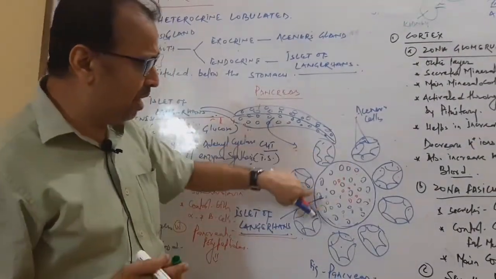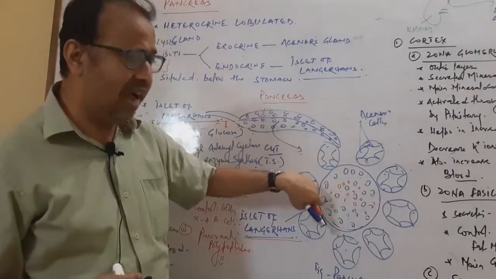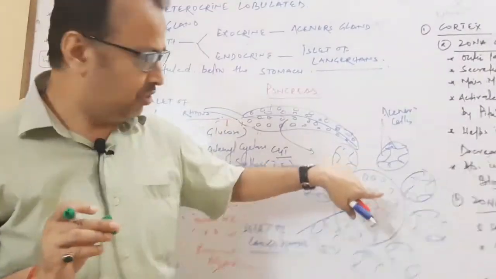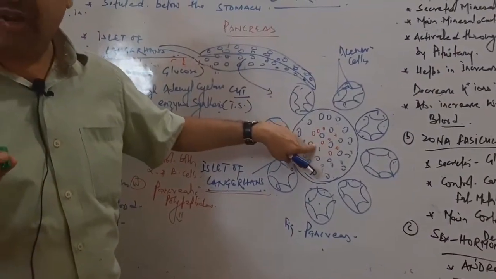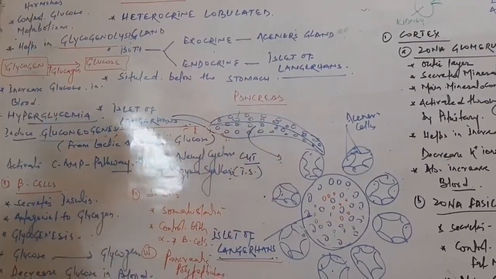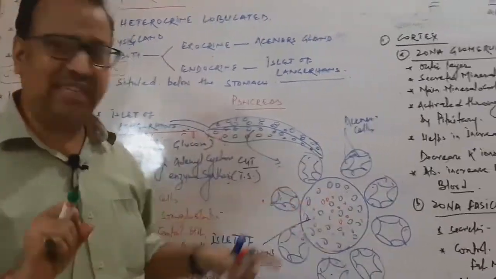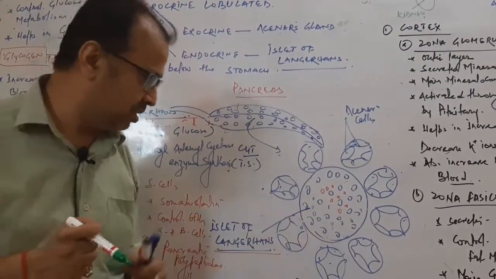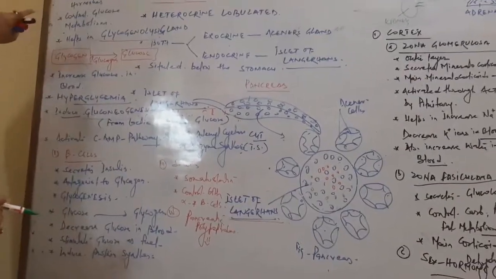Another main part is called the islet of Langerhans. Inside the islet of Langerhans many cells are present: first beta cells, alpha cells, delta cells and gamma cells also. These are the cells which secrete the various hormones. One by one we will deal with the various cells.